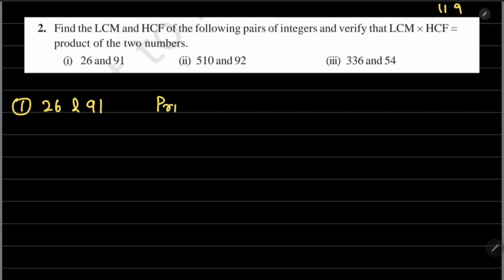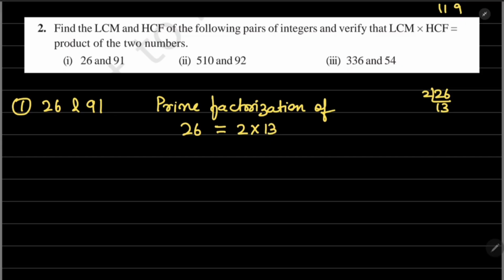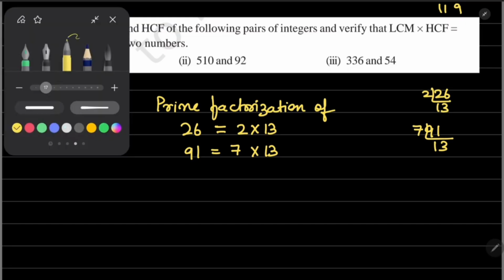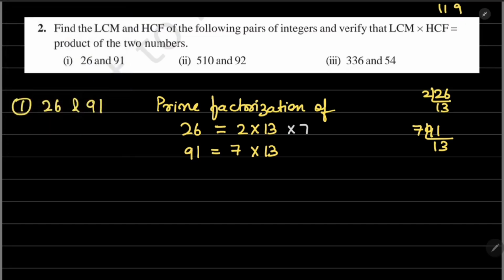Let us do the prime factorization of 26. So what is 26? So 2 into 13, right? So it's nothing but 2 multiplied by 13. 91, what is the prime factorization? So 7 ones are 7, 3. So it is nothing but 91 can be written as 7 into 13. Okay, so I will change and write here, this is 7 raised to the power 0 and this is 2 raised to the power 0.